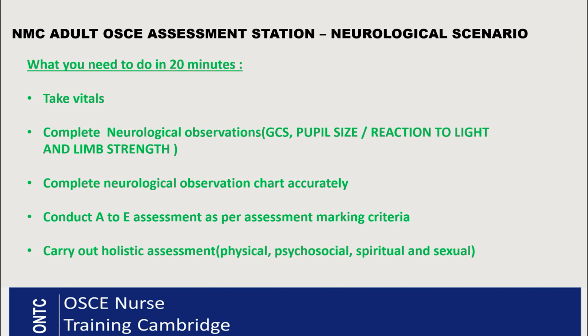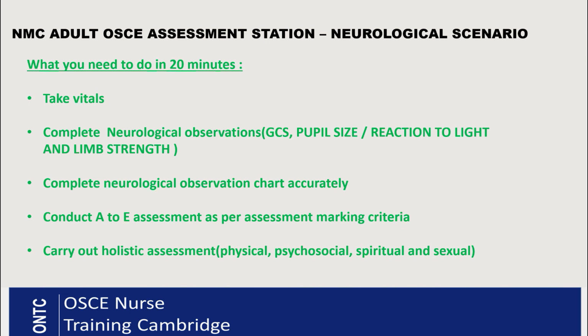Pupil size and reaction to light of the pupils, and then limb strength assessments for the upper limbs and lower limbs. It means for your arm strength and your leg strength. Okay, so those are the neurological observations: Glasgow Coma Scale, pupil size and reaction to light, and the limb strength assessment for both arms and legs. So that makes your neurological observations.